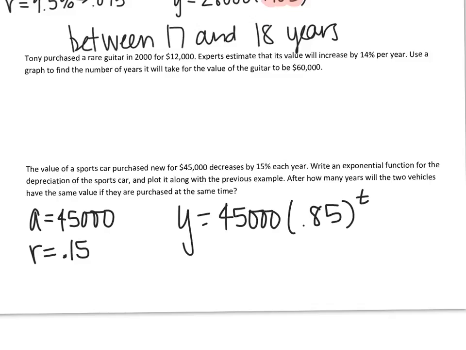That means every time I have 85% of what I had before. So there's my equation. Then it wants to know, after how many years will the two vehicles have the same value if they're purchased at the same time? So what am I looking for at that point?